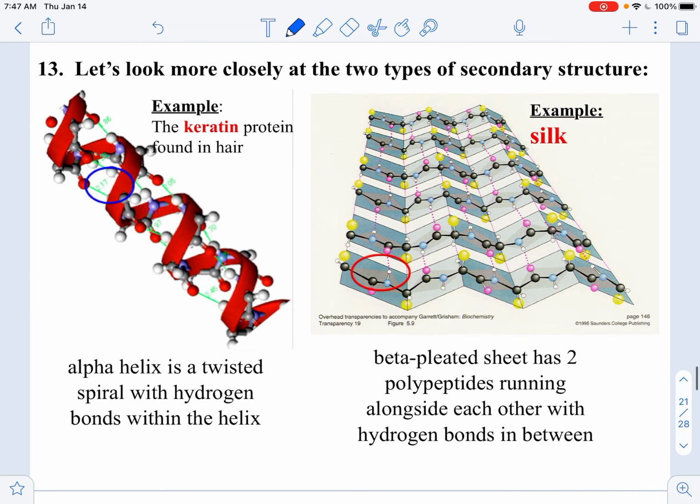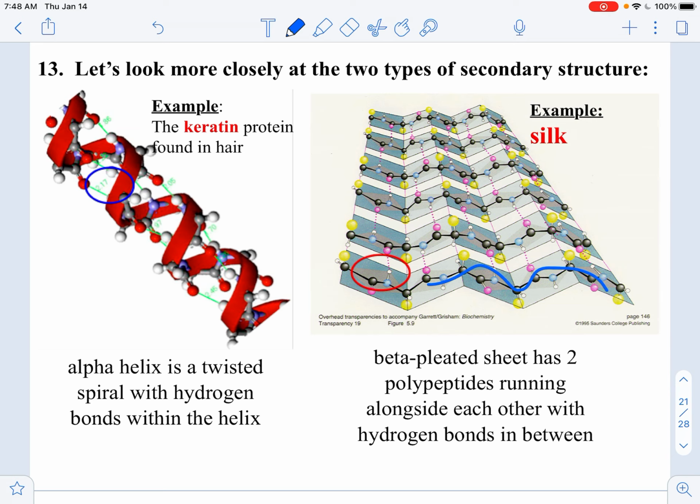And then the last thing to fill in, these are just two examples. Keratin is an example of a protein found in your hair, and you can see the alpha helical structure, which is a type of secondary structure. And then silk is an example of a protein that has beta pleated sheet. And this is a little better. You can see what a beta pleated sheet kind of is.